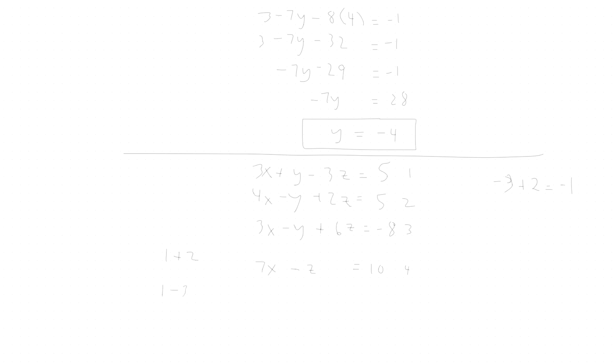Okay, 1 minus 3. 3x minus 3x, that's 0x. Y minus y. Actually, sorry, we're going to add them. My bad. We're going to add 1 plus 3. 3x plus 3x is 6x. Y plus negative y will cancel out. Negative 3z plus 6z is positive 3z. And then 5 plus negative 8 is negative 3. So that's equation 5 right there.